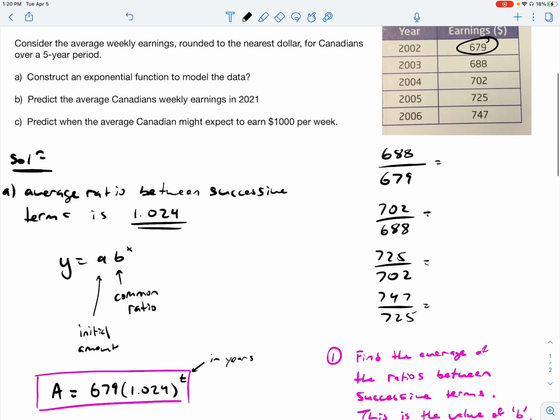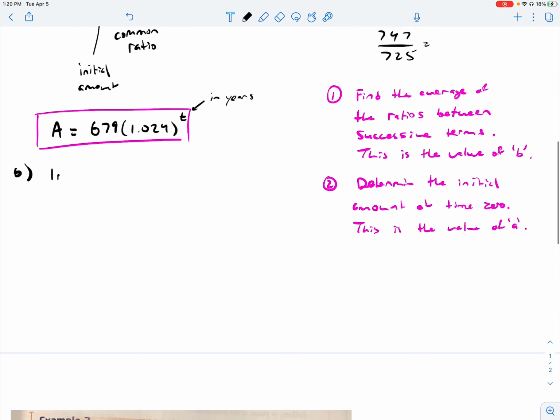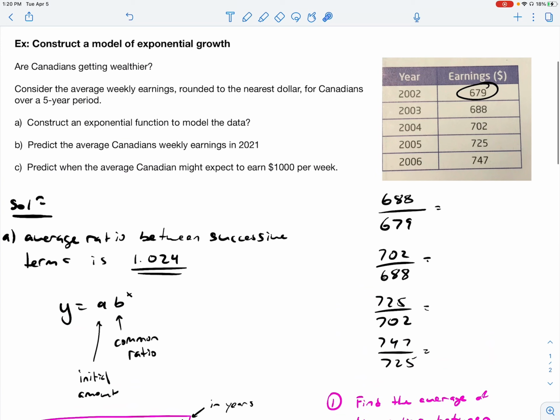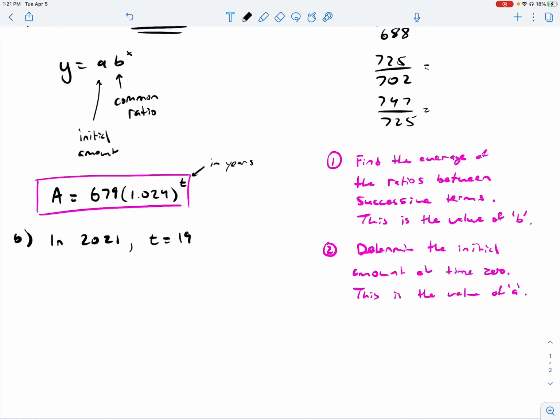Part B, predict the average Canadian weekly earnings in 2021. So in 2021, which would be last year, time would have to be, remember we started in 2002? So to get to 2021, we'd have to add 19, right? 19 years would bring us all the way to 2021. So t would be equal to 19. So then we can calculate the amount in our equation. You could put in 19 up here.